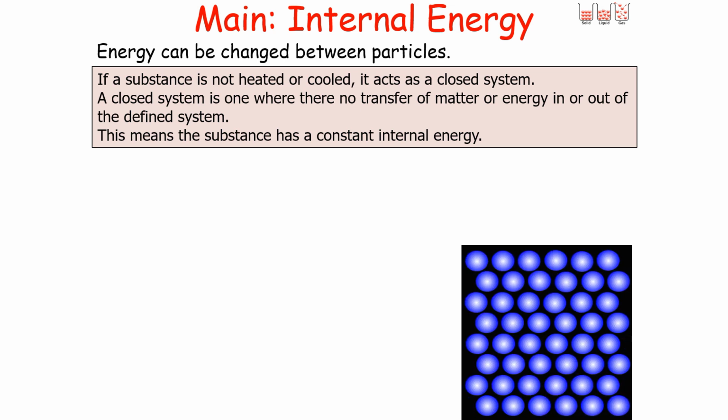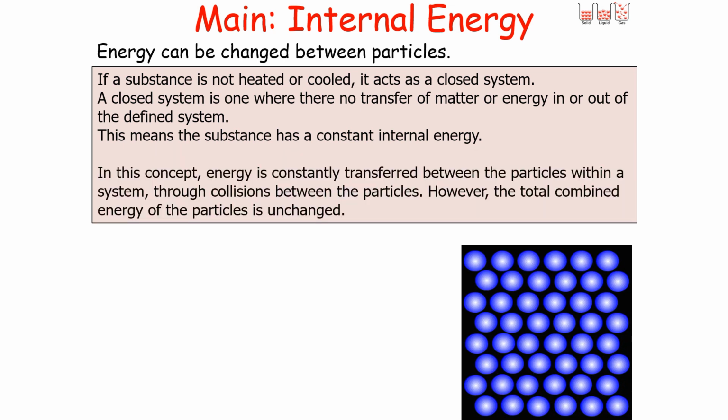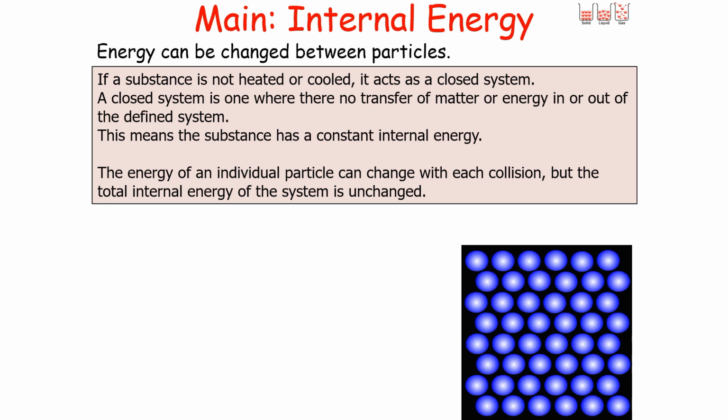So this means the substance has a constant internal energy. Now in this concept, energy is constantly transferred between the particles within a system through collisions between the particles. However, the total combined energy of the particles remains unchanged. So you've still got that constant internal energy. Now the energy of an individual particle can change in the system with each collision, but the total internal energy of the system remains unchanged.